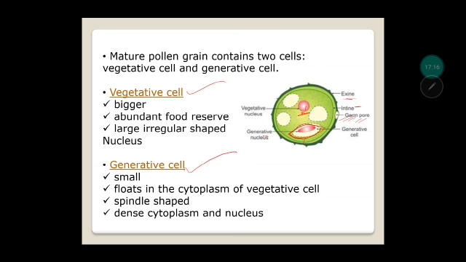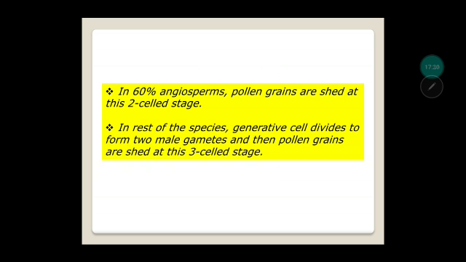And there are two types of stages. This is the two-celled stage of the pollen grain, where there is a vegetative nucleus and a generative nucleus. In 60% of flowering plants, pollen grains are shed at this two-cell stage, which means the pollen grains fall off from the plant at this stage. But in the rest of the species, there is a three-celled stage. After forming three cells, the pollen grain is shed.